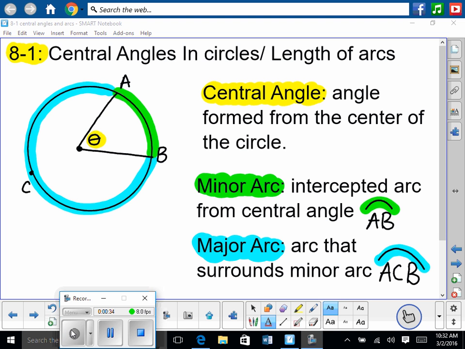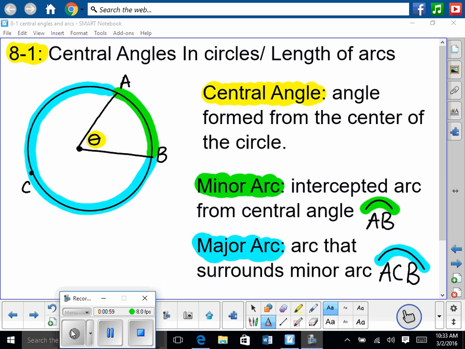Okay, so next thing, a minor arc. A minor arc is the intercepted arc from the central angle. Does everybody see how this central angle opens up on that green arc? Well, that would be called the minor arc. So that's arc AB, minor arc AB. Does everybody see how the minor arc is opened up from the central angle?